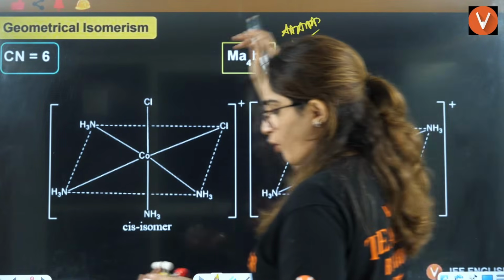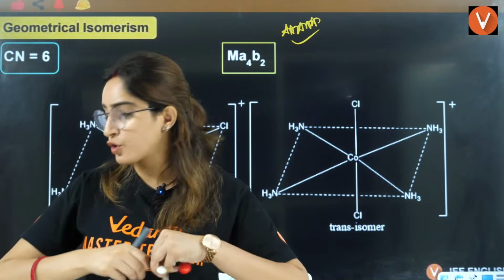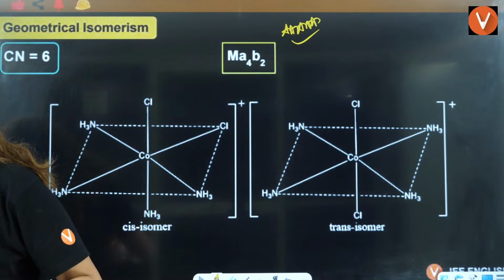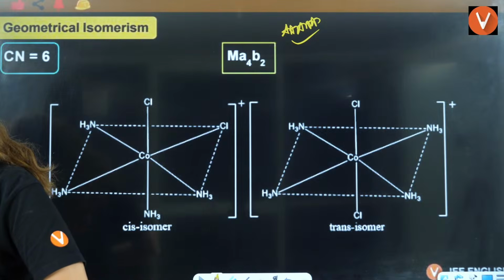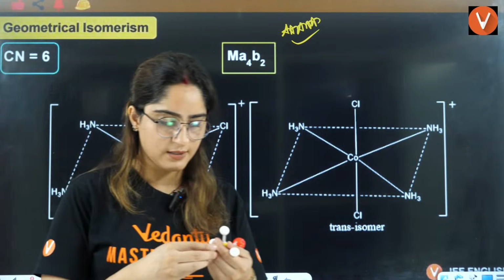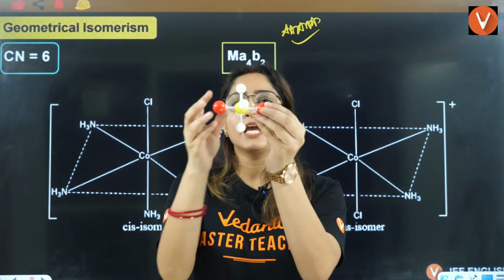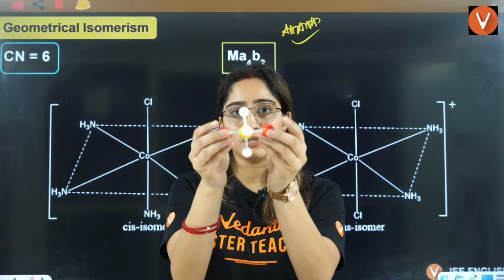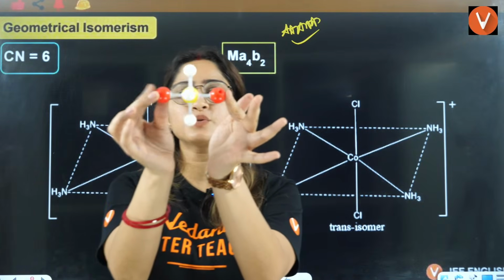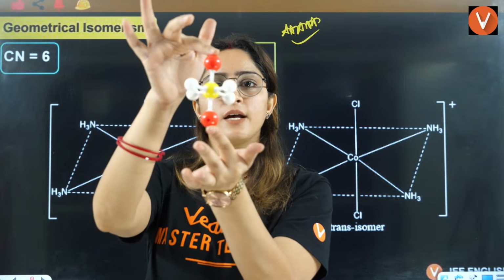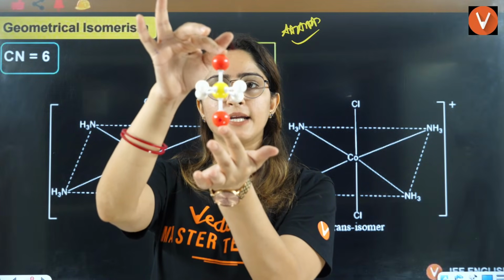Next is important, that is MA4B2. Important and very simple. So you replace one more atom here with this B. So I'm going to replace this. Can you see that? If these two red atoms are opposite, this is trans. Can you see? It is trans.